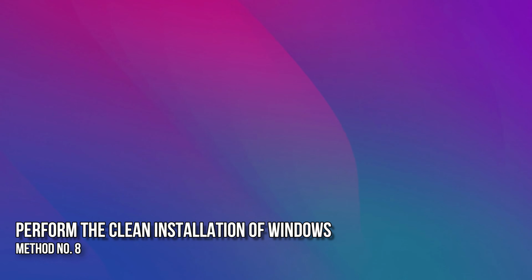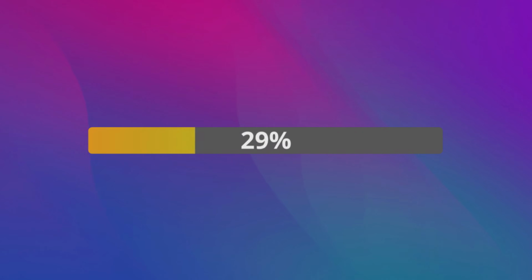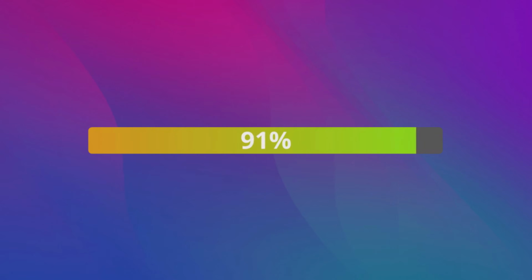Method 8. Perform the clean installation of Windows. If nothing works, the clean installation of Windows is the last option. But this process will delete all your data from the C drive. Hence, you have to install all the programs from scratch.